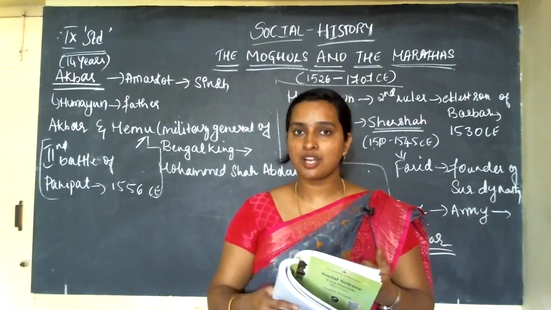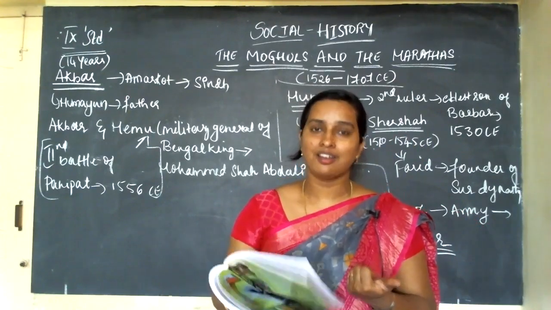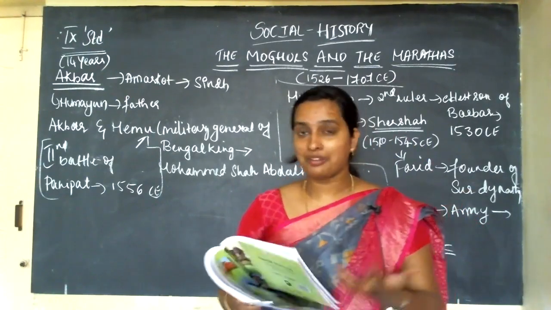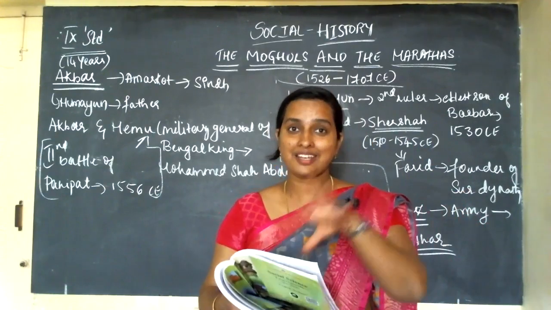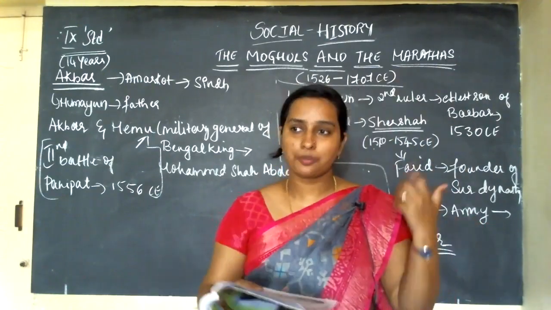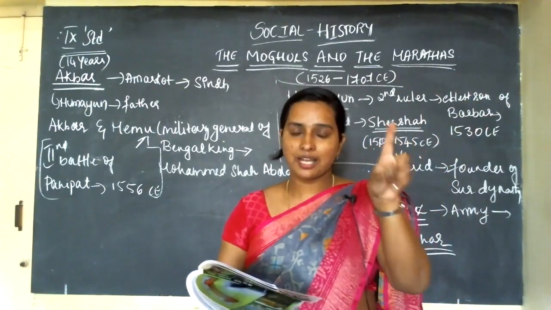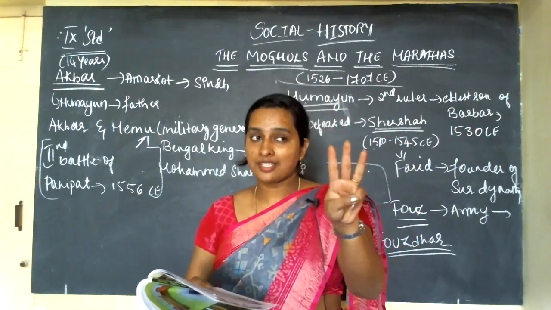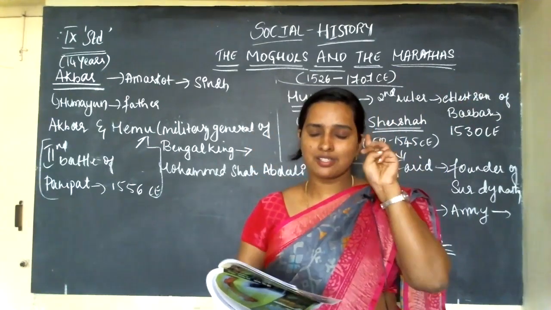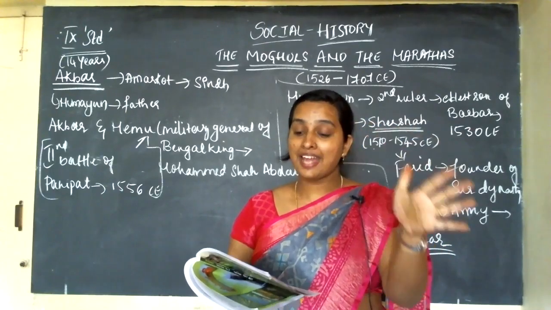You know about Shah Jahan, right? The person who built the Taj Mahal in Agra. Yes, you can remember that. Please remember his ancestors also, like Akbar, Humayun, Babur. They are all the ancestors of Shah Jahan. First is Babur, then Humayun, Akbar, Jahangir.